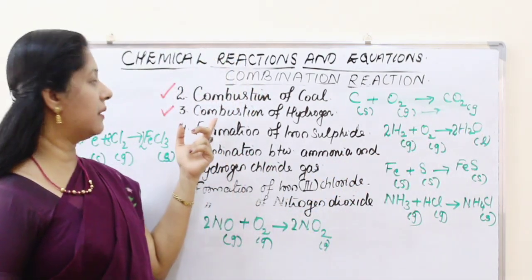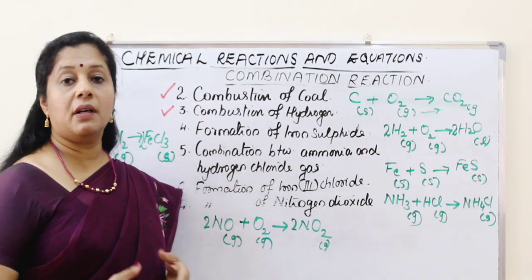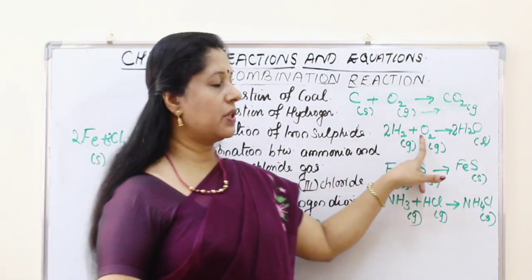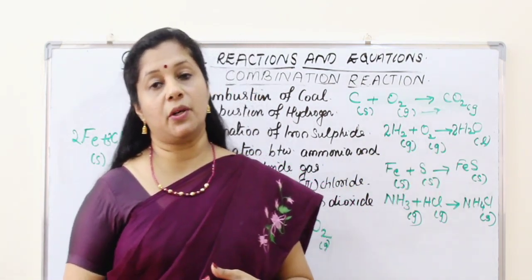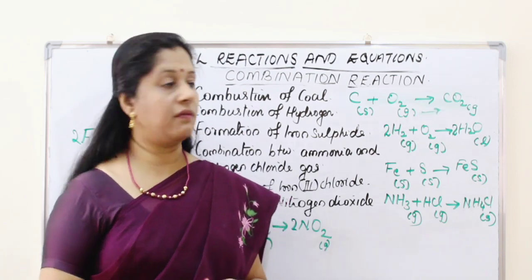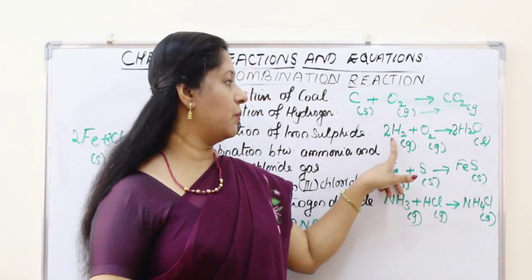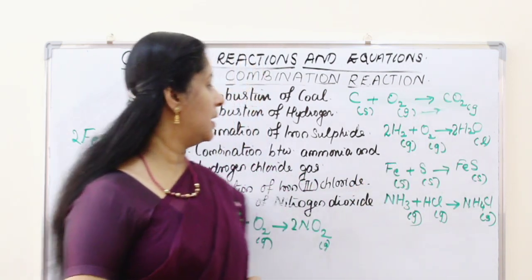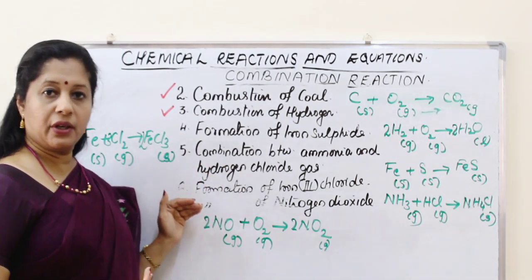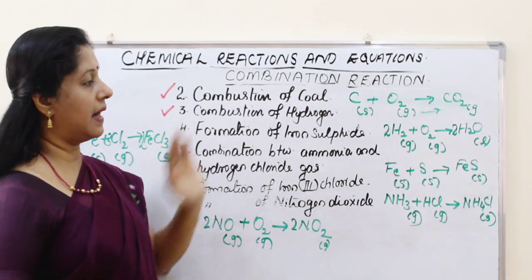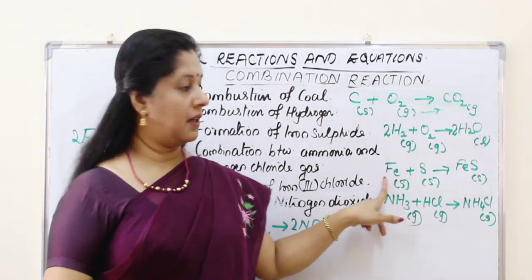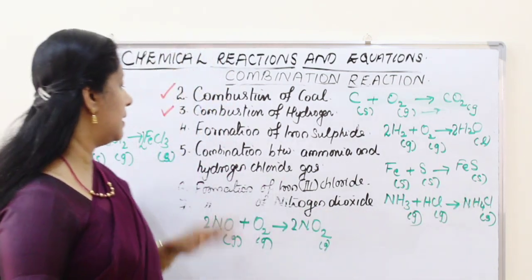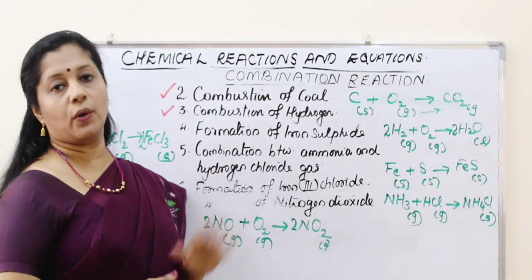In the same way, combustion of hydrogen: if you burn hydrogen in oxygen, what do you get? Water. Hydrogen is in gaseous form, oxygen also gaseous. Initially water will be produced in vapor form, then we cool it to form the liquid. So here, to balance it, 2H2 plus O2 gives 2H2O. Next, these examples are just for your information, no need to learn by heart. Formation of iron sulfide: iron is Fe, which is a solid, sulfur is solid, we get FeS, also a solid.